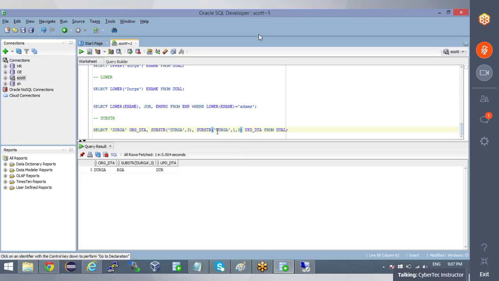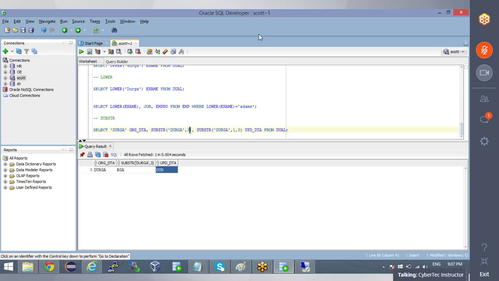Now from that particular position, I need three characters as an output. So D stands as 1, 2, U, and 3. So these are the three characters that I see as part of the output. So substring can have either two arguments or three arguments. Whenever you go with two arguments, it means that the last value is the maximum value. The third argument is optional.